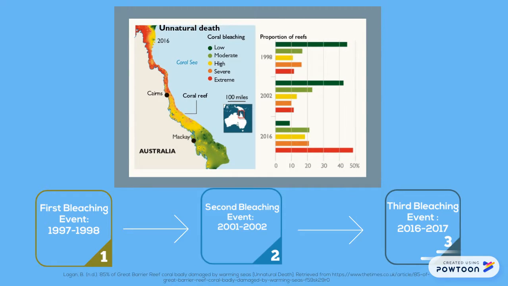Historically, there have been three global bleaching events. Rising rates of coral mortality is causing major concern for both aquatic life and the Australian economy, which is heavily dependent on the health of the reef.